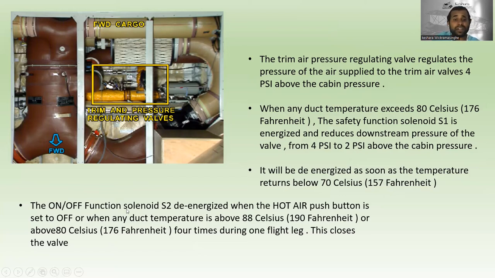So the on-off function: solenoid number 2 is de-energized when the hot air push button is set to off, or when any duct temperature is above 88 Celsius or 190 Fahrenheit, or above 80 Celsius, 176 Fahrenheit, 4 times during one flight leg. This closes the valves, right?